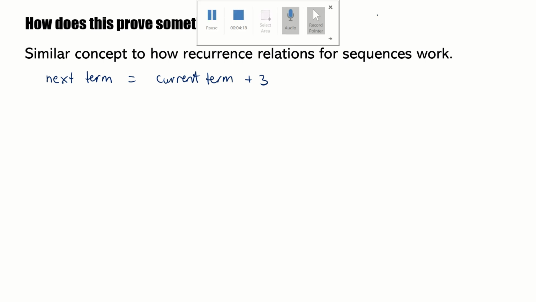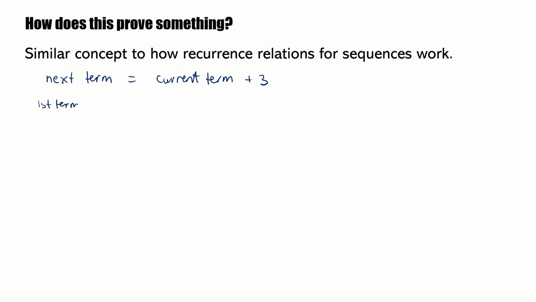So let's say we have a very simple rule in sequences where we say the next term in the sequence is equal to the current term plus 3. Now, a recurrence relation, a rule like this, is useless by itself. It only becomes useful once you have knowledge of one particular term in the sequence. Let's say the first term is equal to 5.